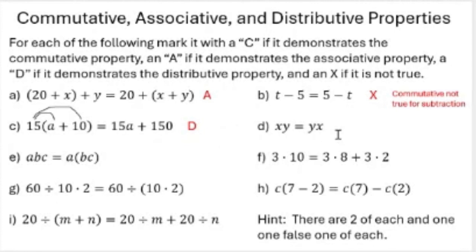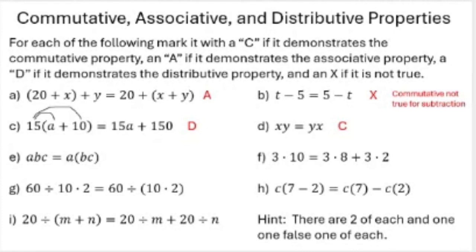xy equals yx. Okay, so we've just reversed the order. We've said that if you multiply 2 things, the order of them doesn't matter. That is the commutative property. True this time, because it does work for multiplication. 5 times 2 is the same as 2 times 5, for example.